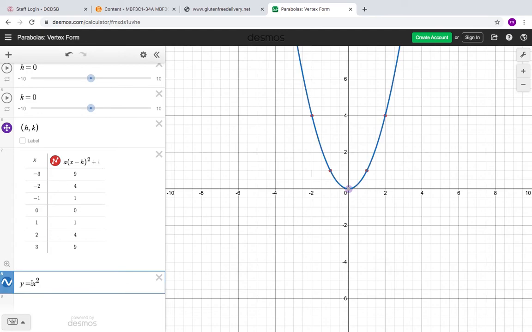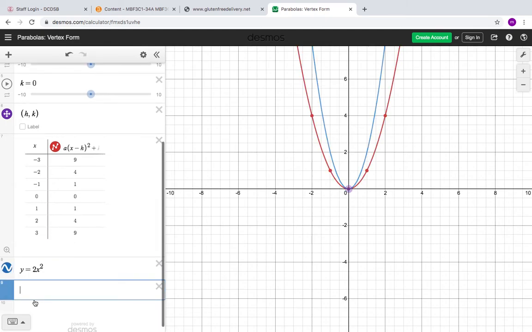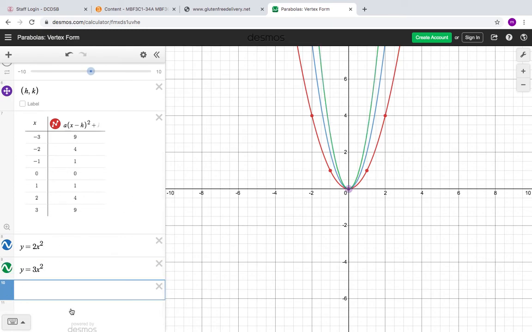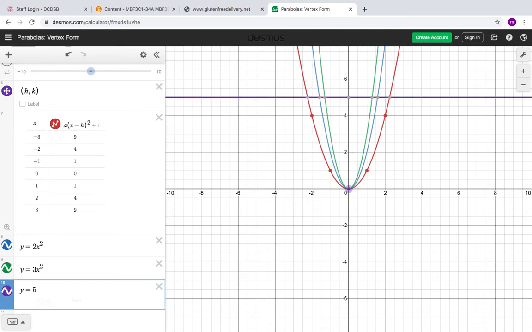Now let's try values other than 1. Let's try 2. Let's try y equals 3x squared. So you see that the blue one is 2x squared, the green one is 3x squared. So you see that as the a value gets bigger and bigger, the narrower the graph is. y equals 5x squared.